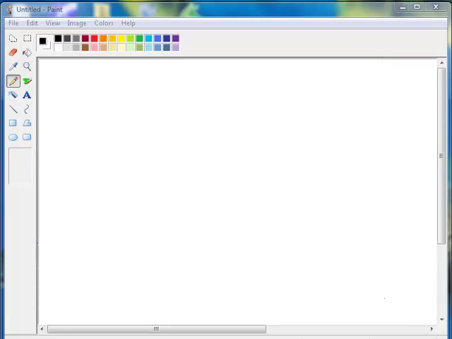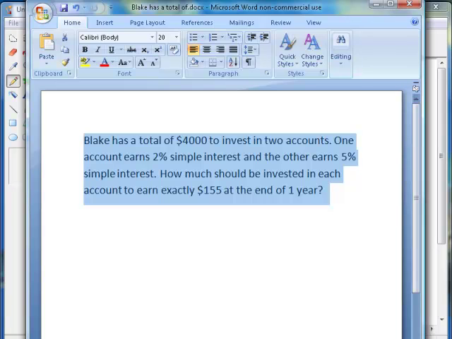The first one is a problem about investment. I'm going to bring up the problem here and read it. It says Blake has a total of $4,000 to invest in 2 accounts. One account earns 2% simple interest and the other earns 5% simple interest. How much should be invested in each account to earn exactly $155 at the end of 1 year?